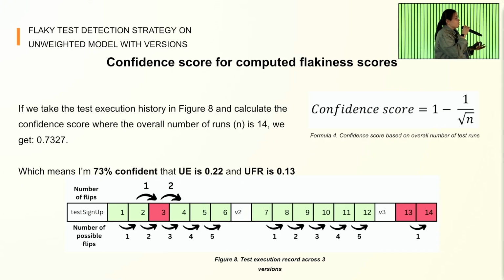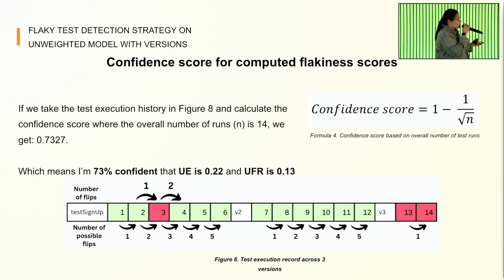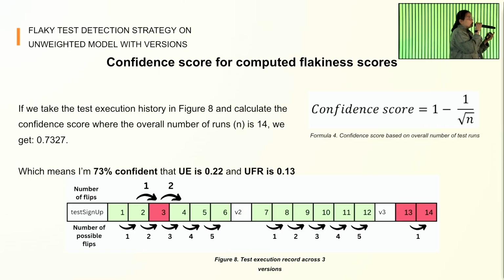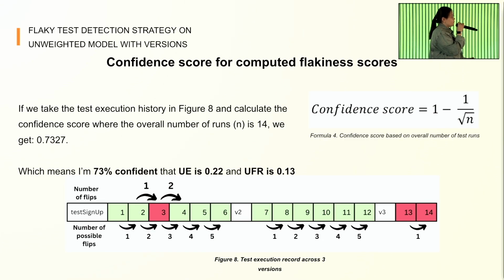73 depends on your threshold. If you have a lot of data, you can even go up to 90, but in order to have 90% confidence, you need to have 101 runs, basically, which is, I don't know if it's possible, but it is possible if you have a lot of data.